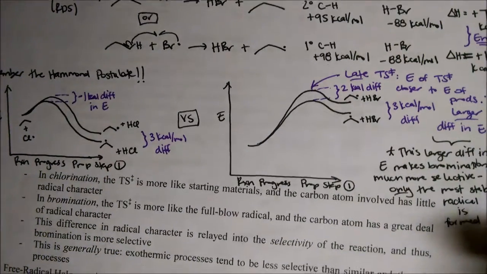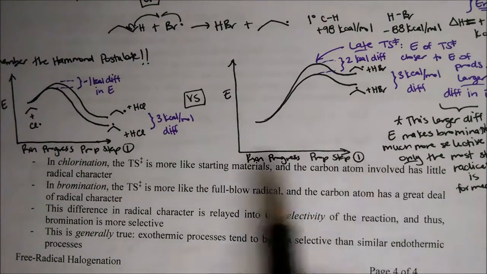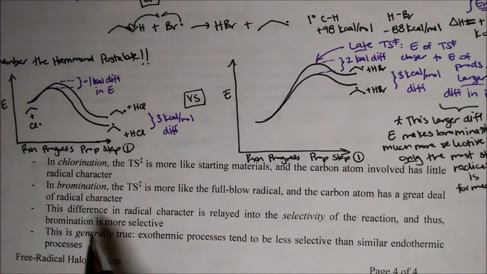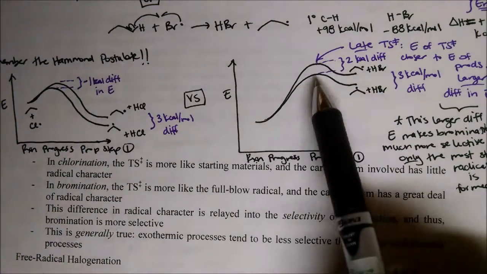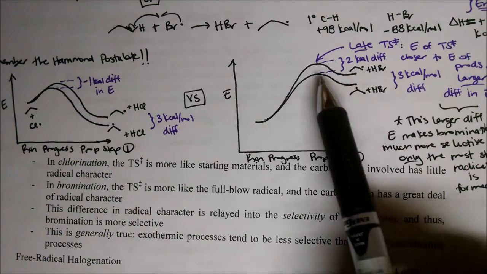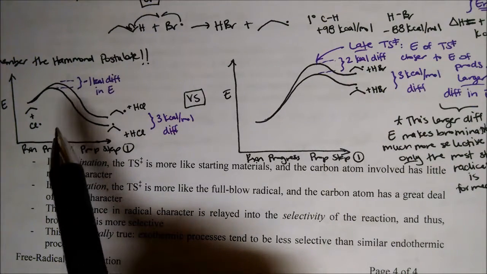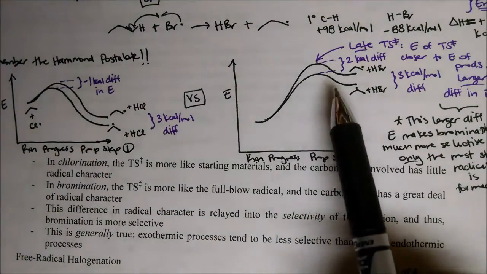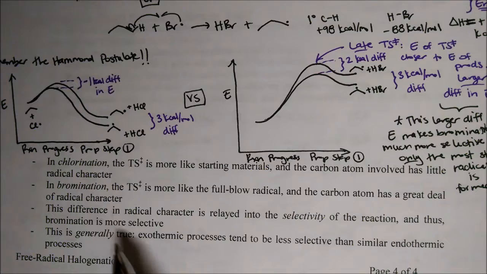As it says here, in chlorination the transition state is more like starting materials and the carbon atom involved has little radical character. In bromination the transition state is more like the full-blown radical and the carbon atom has a great deal of radical character. So the difference in radical character is relayed in the selectivity of the reaction, and thus bromination is more selective. So that's what I'm saying. I'd much rather go for the more stable path more often. Whereas here they're closer in energy, so it doesn't really care as much about the path, because it's closer to starting materials. Whereas here we have more radical character, so it's going to go for the more stable radical more of the time.